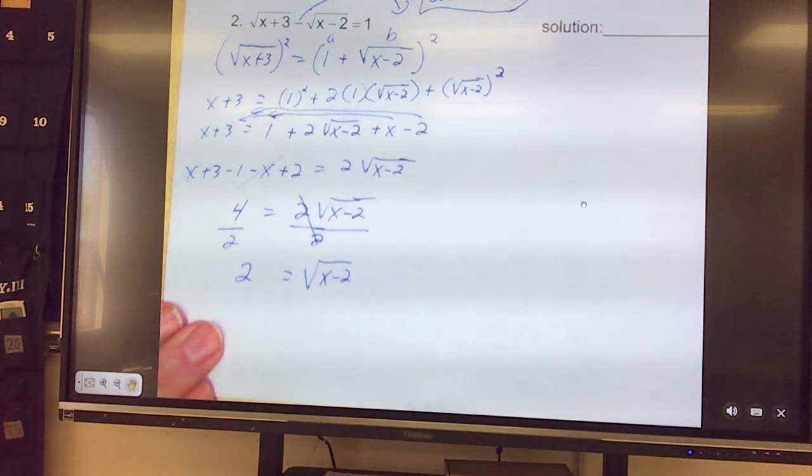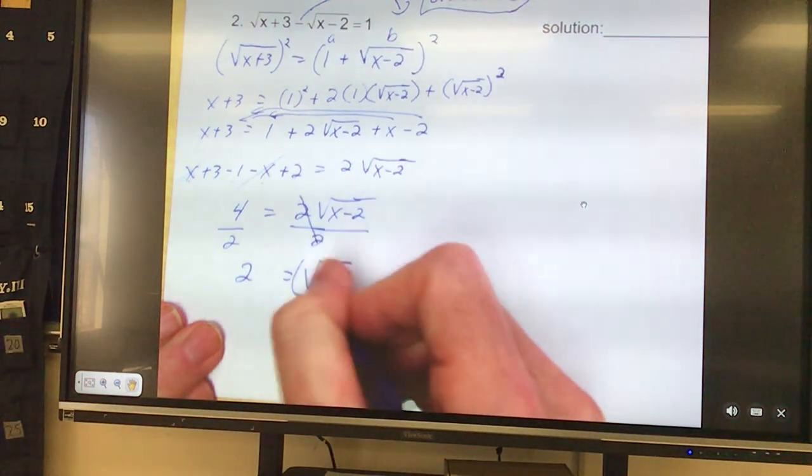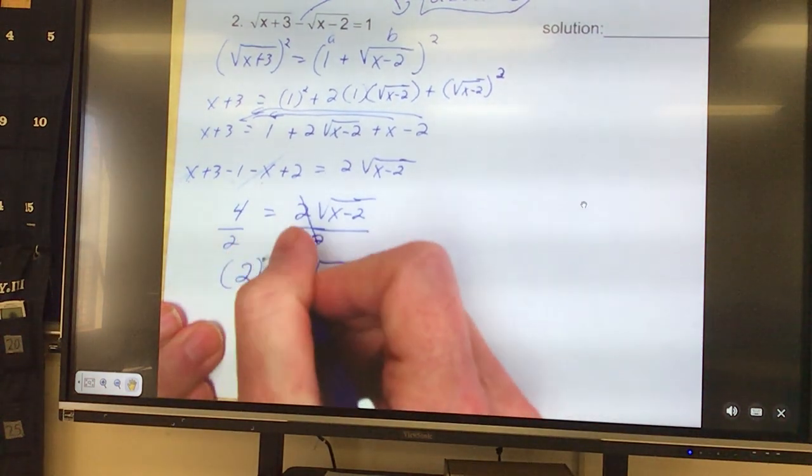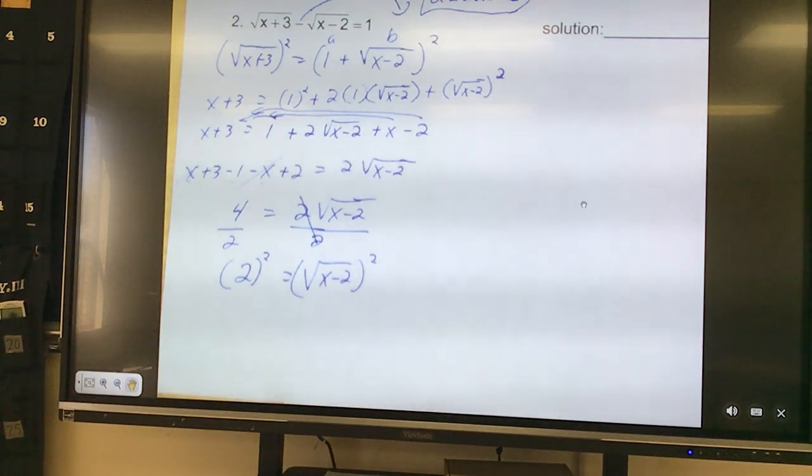How do we get rid of the square root? We square it. We square both sides. And whatever you do to one side, you have to do to the other.